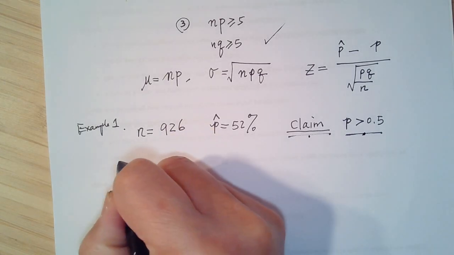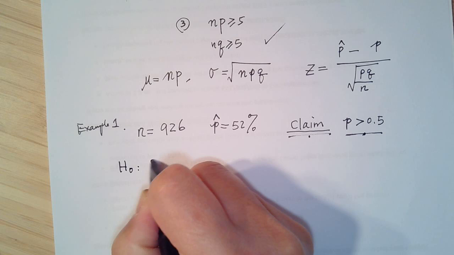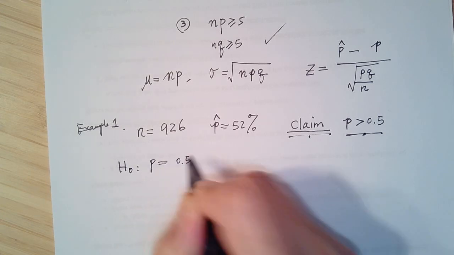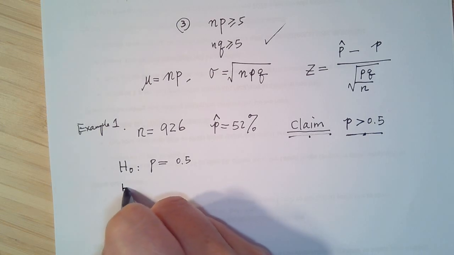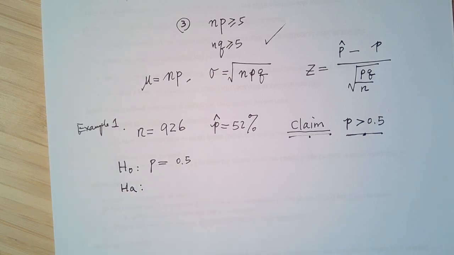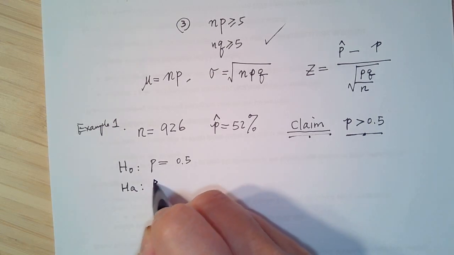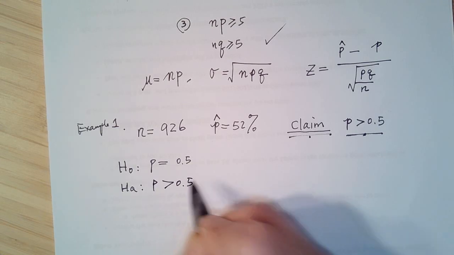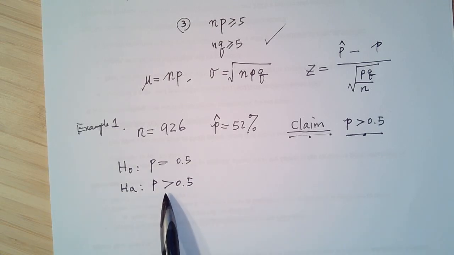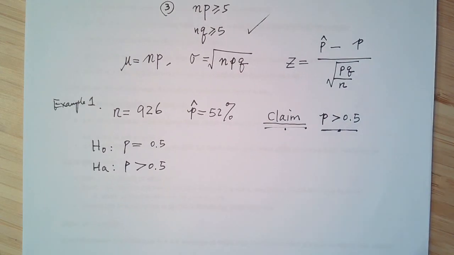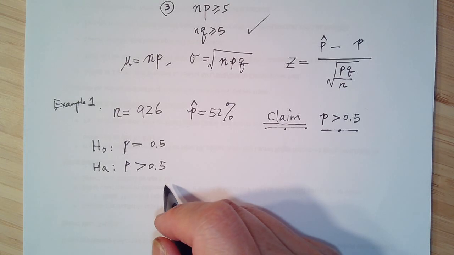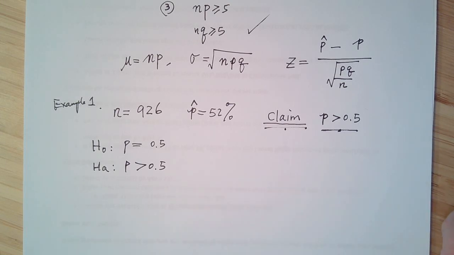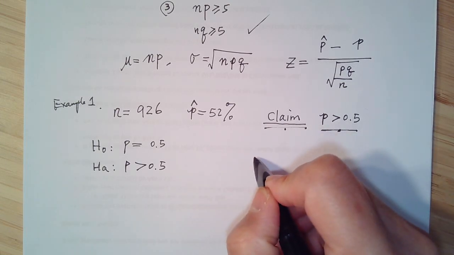And step 3, I'm gonna write this: P equals 0.5. Remember, your H0 is always equal, okay? And your HA, or alternative hypothesis, is just this one: P greater than 0.5. And since this is a greater than, we know it's going to be a one-tail test, and it's a right-tail test.